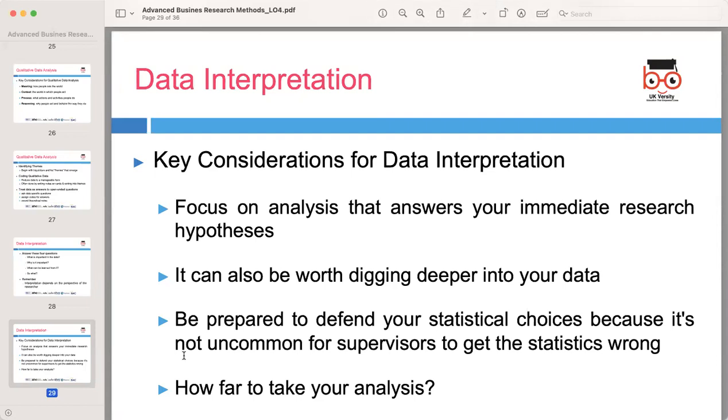Be prepared to defend your statistical choices, because it's not uncommon for supervisors to get the statistics wrong. Interpreting data often involves applying statistical methods to draw meaningful conclusions. It is fundamental to be prepared to defend the statistical choices you make. Sometimes supervisors or your colleagues may have misconceptions about statistics. So it is essential to explain and justify your approach.